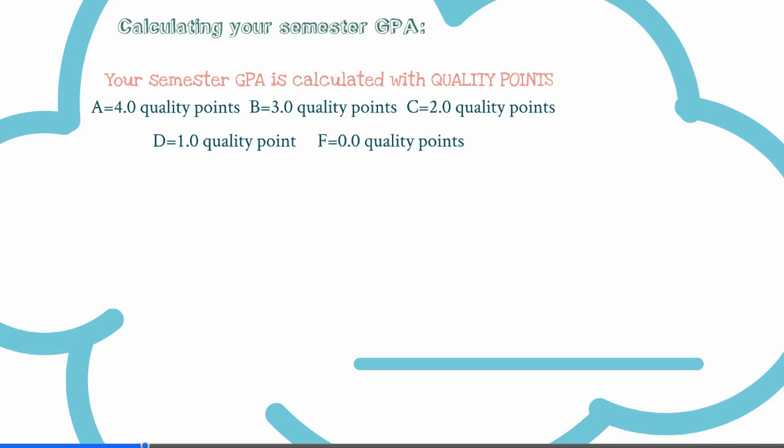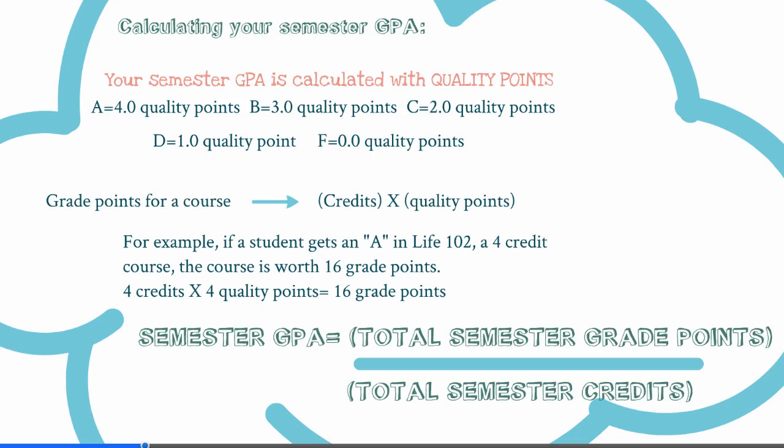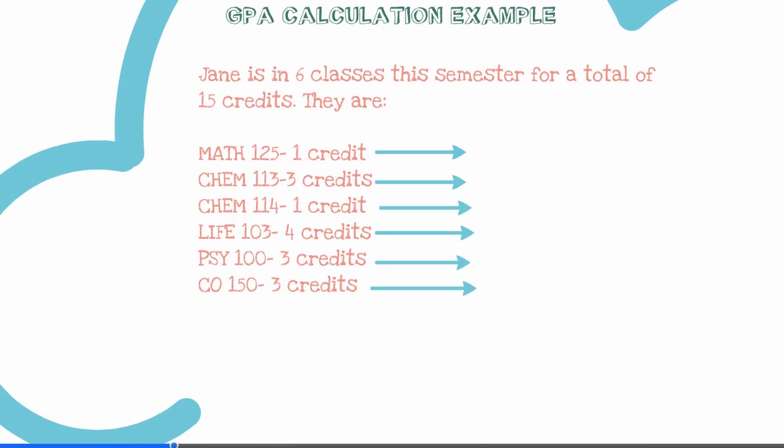Quality points are used then to calculate grade points. Grade points are the number of credits that a course is worth multiplied by the number of quality points. For example, if a student takes a 4-credit course like Life 102 and earns an A, then that course is worth 4 times 4 or 16 grade points. Your semester GPA is calculated by dividing your total number of grade points by the total number of credits earned in that semester. Let's take a look at an example.